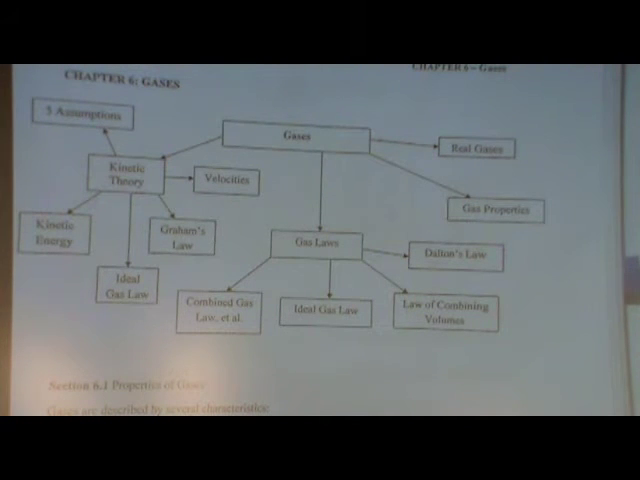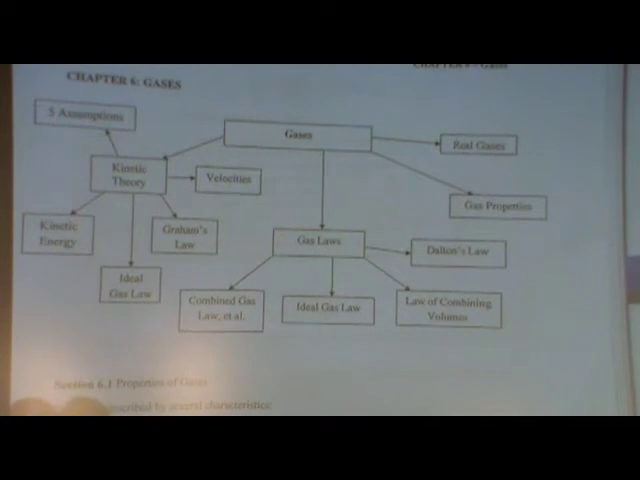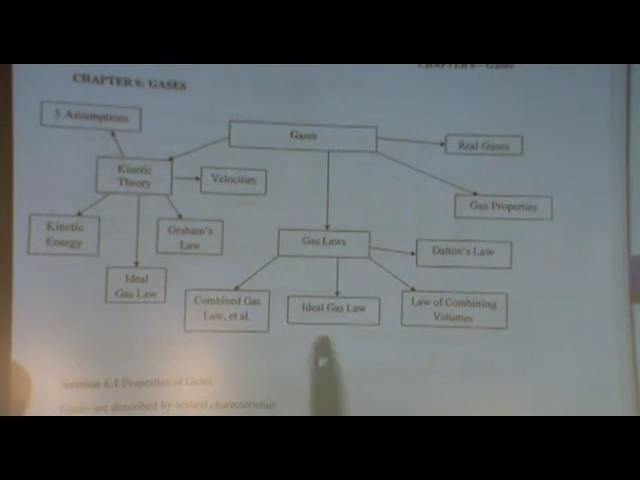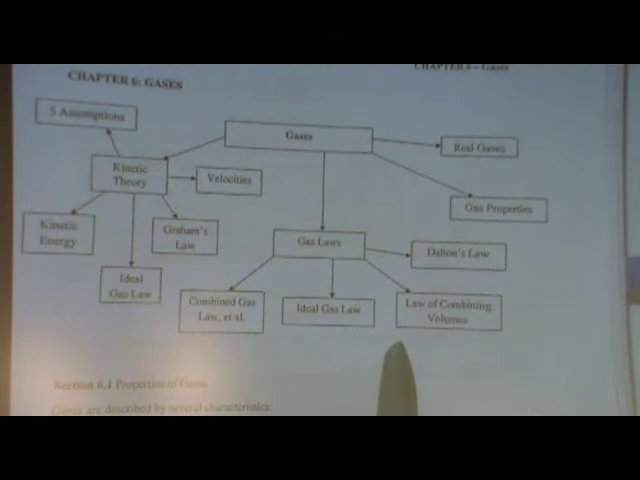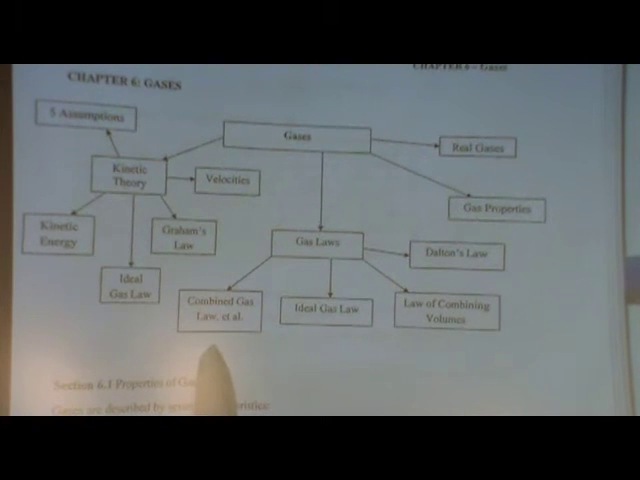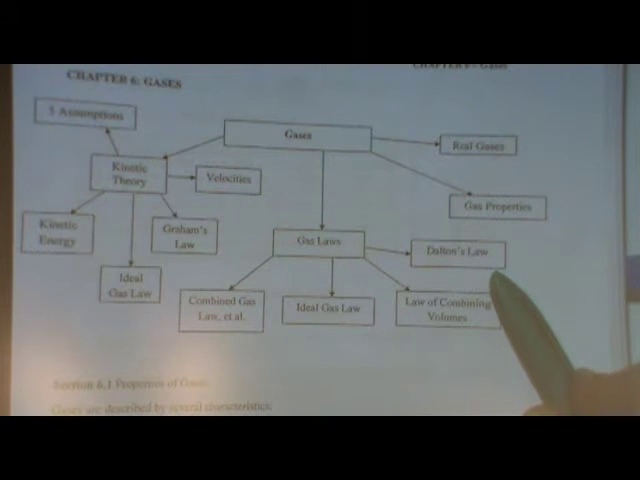There's really a couple calculations. There's the plug and chugs, and then there's the gas laws. The gas laws are less plug and chug sort of formulas. All this is plug and chug: root mean square velocity, kinetic energy. If you're not seeing a change, then it's probably the ideal gas law. If you see something changing from state 1 to state 2, it's the combined gas law or related. If it's stoichiometry, it's the law of combining volumes. And Dalton's law is when you have a mixture of a couple different gases.